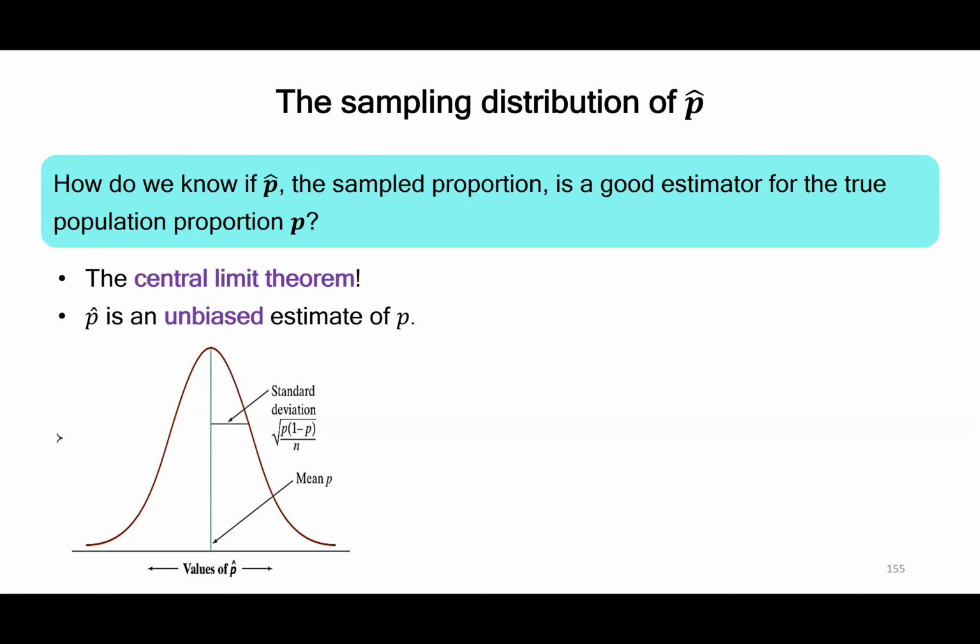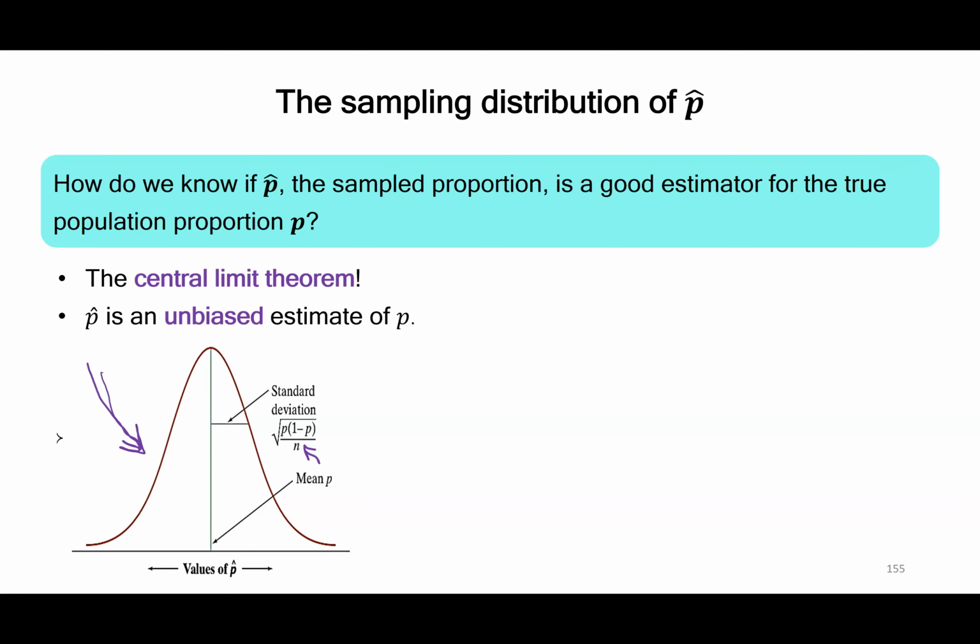So here we know, thanks to the central limit theorem, the sampling distribution of p hat is going to be roughly normal. It's going to be centered at p, which is exactly what we usually want to be estimating. The standard deviation is going to be a little funkier: the square root of p times 1 minus p over our sample size. And as our sample size, n, gets bigger and bigger, the spread gets smaller and smaller.